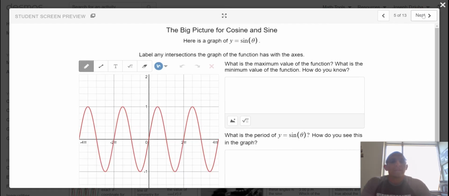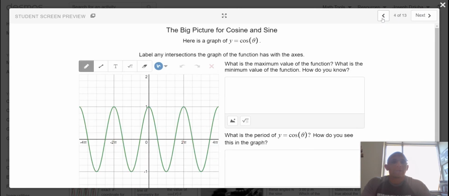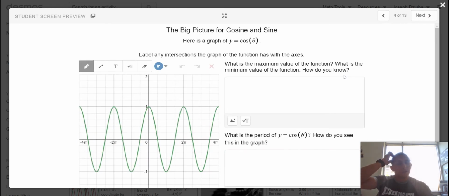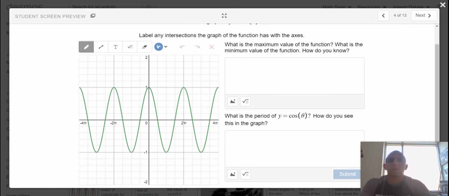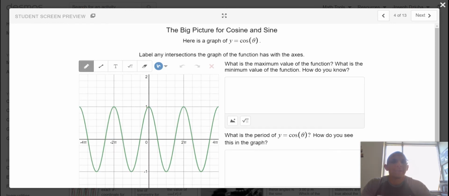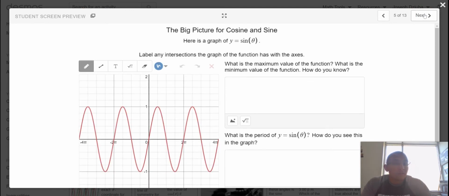So over the next few slides, we're going to be looking at the graphs of cosine theta, sine theta, and them on the same graph. However, in the previous lessons, we looked at them specifically for positive radian values. Here, we're looking at them in negative values. So label any intersections the graph of the function has with the axes. That should be relatively straightforward. We're going to be doing that on both. And then we'll be identifying the maximum and minimum value of the function, and we've done this in previous units.